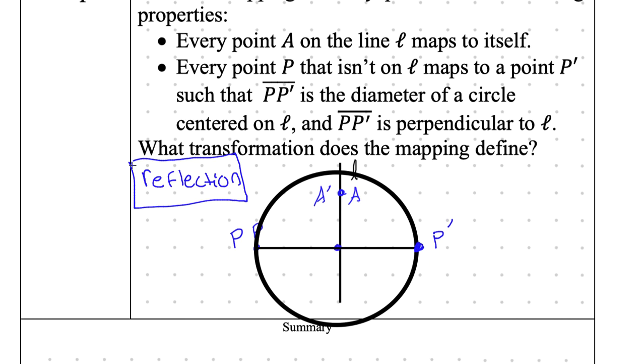Question. So my first guess was reflection, which ended up being correct. My explanation was that the word perpendicular is in there. Would that be correct in saying it's a reflection because the word perpendicular is in there? That would be a great indicator.